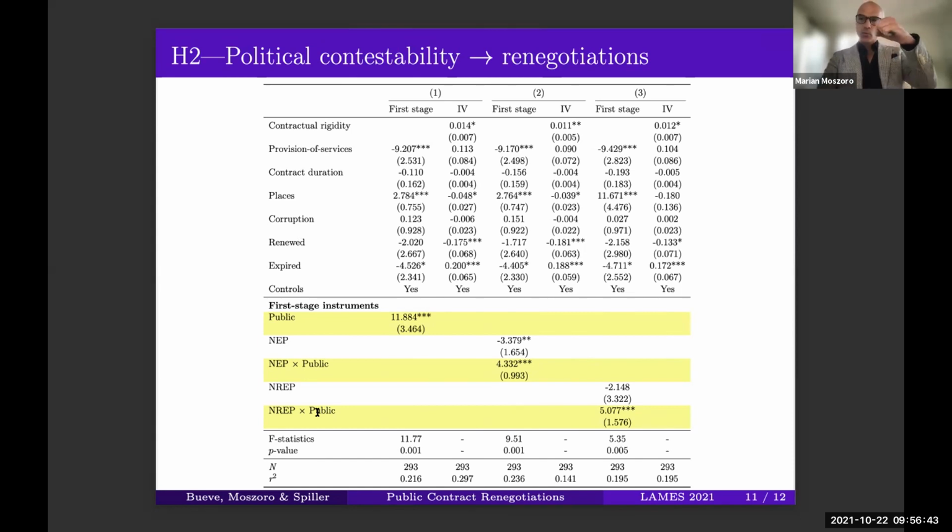So here what we do is take out of the Herfindahl index the biggest party, and we look at what is the spectrum of the remaining parties. And also when the scene is more diverse, with more parties in the political scene, that also drives more renegotiations.